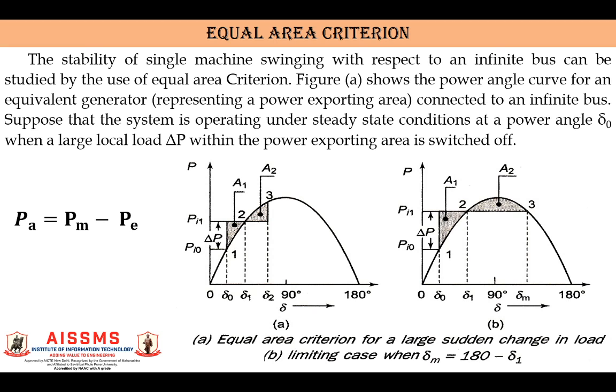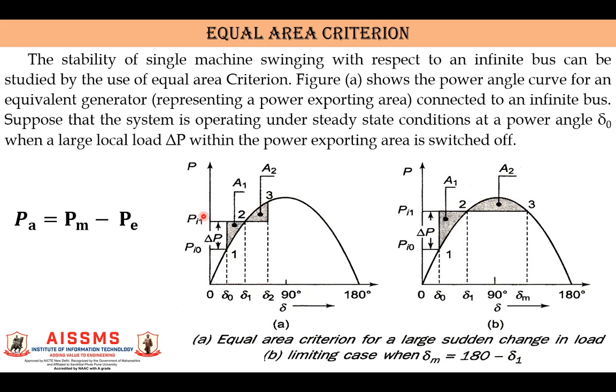Figure A shows the power angle curve for an equivalent generator connected to an infinite bus. Suppose that the system is operating under the steady state condition at a power angle delta 0 when a large local load delta P within the power exporting area is switched off. Both the curves are power angle curves, plotted as delta versus P.